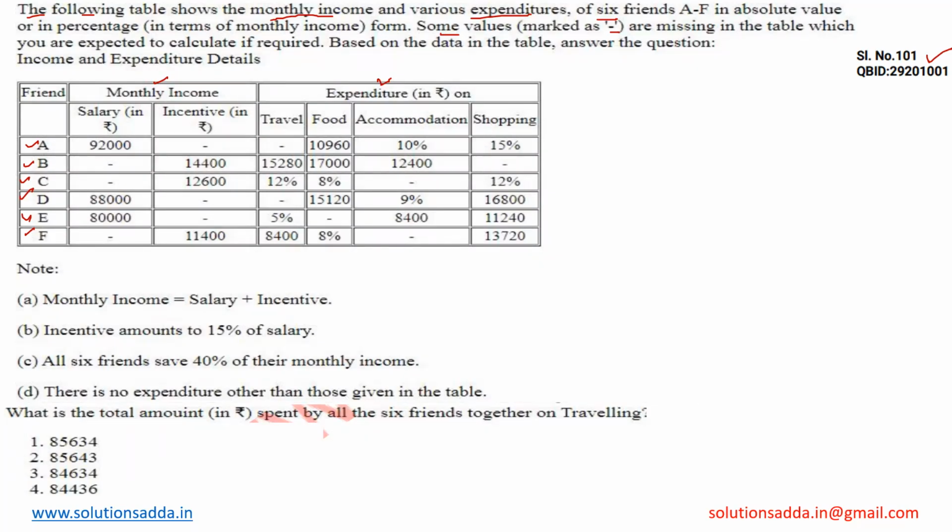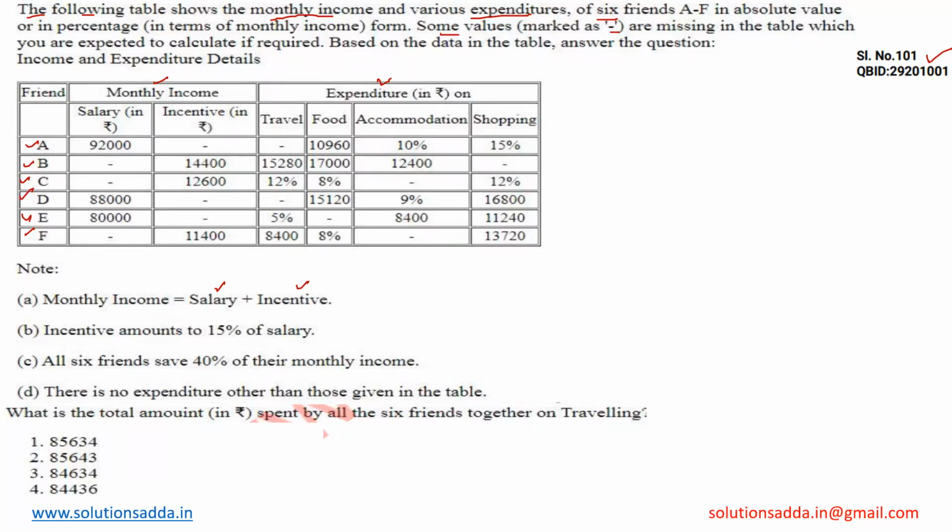So income and expenditure details are as follows. These are the monthly income: salary plus incentive equals monthly income. There are 4 conditions given here. Condition A says that monthly income equals salary plus incentive. So we can find a person's monthly income by adding the values of salary plus incentive.